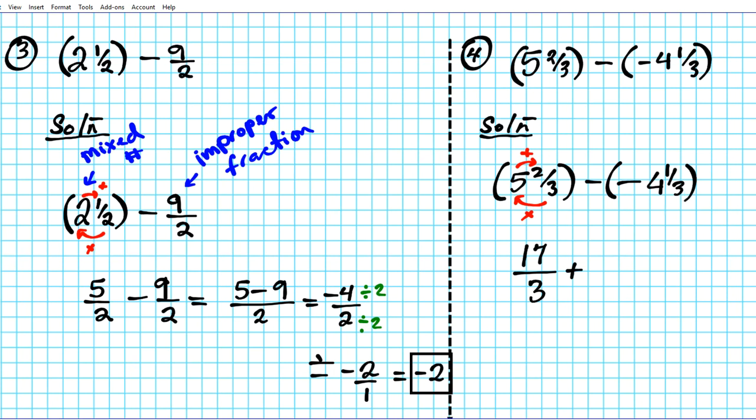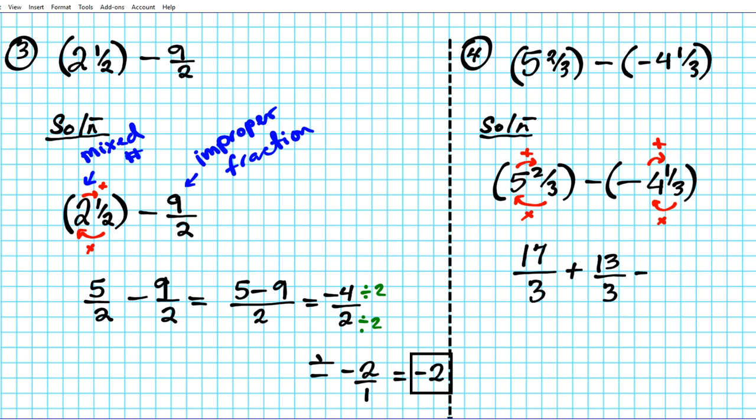Same procedure applies to 4 and 1/3. You multiply the 3 and the 4, and then you add it to 1. So you have plus 3 times 4 is 12. 12 plus 1 is 13. So 13 over 3. Okay? And then we're going to go ahead and add these two numbers.